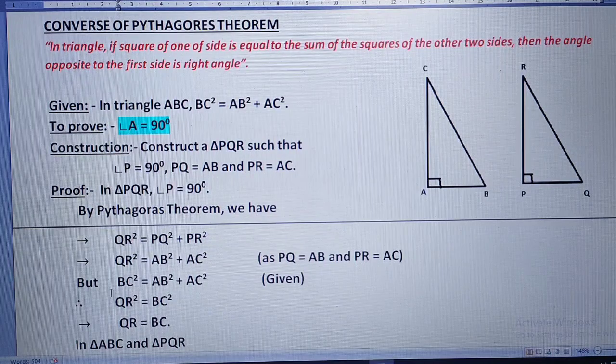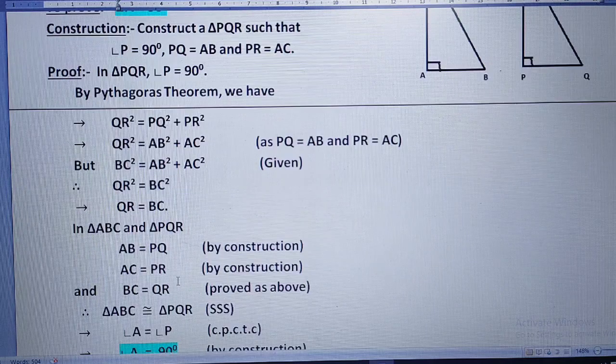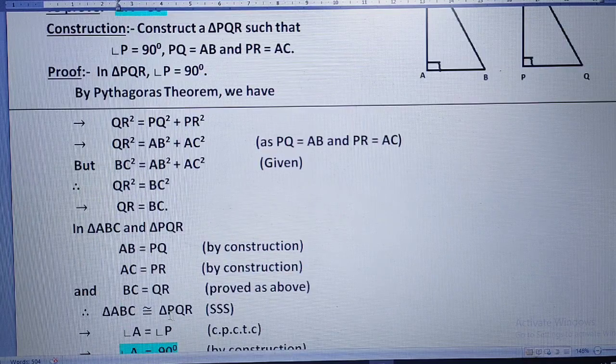But BC square is equal to AB square plus AC square, it is given. Therefore QR square is equal to BC square, which implies QR is equal to BC. So in triangles ABC and PQR, AB is equal to PQ by construction, AC is equal to PR by construction, and BC is equal to QR, it is already proved. Therefore triangle ABC is congruent to triangle PQR.